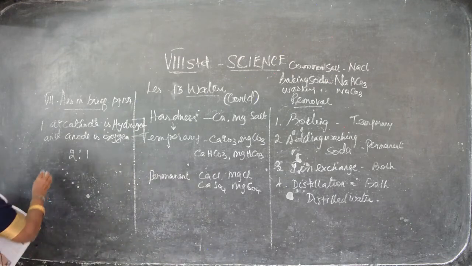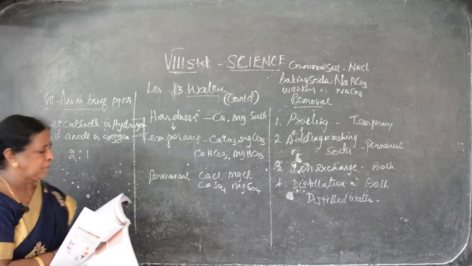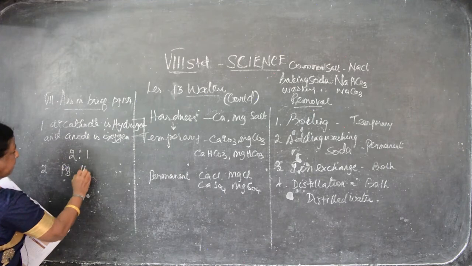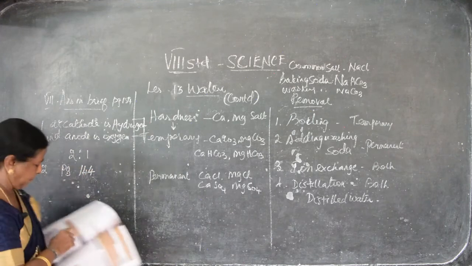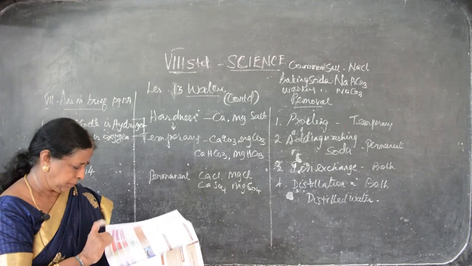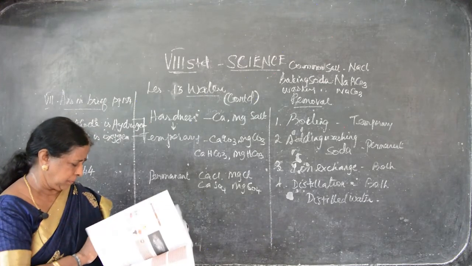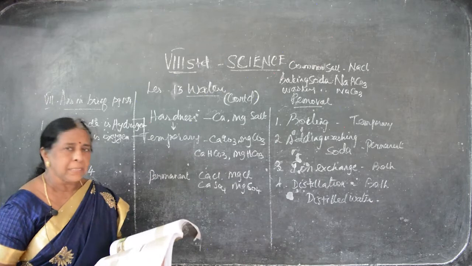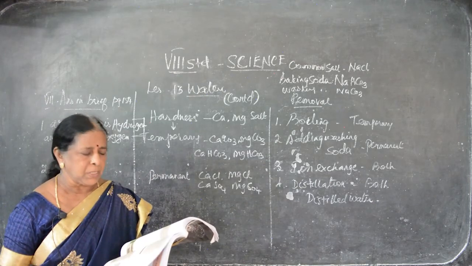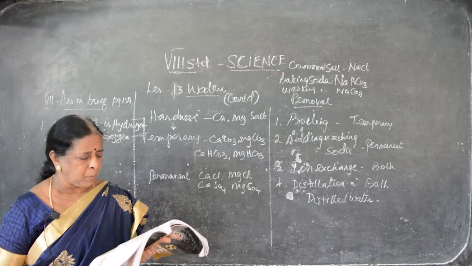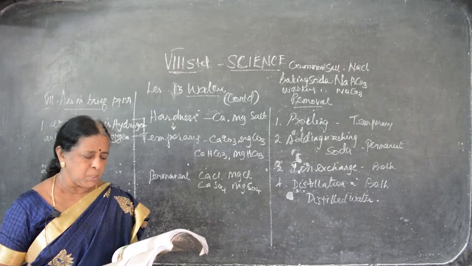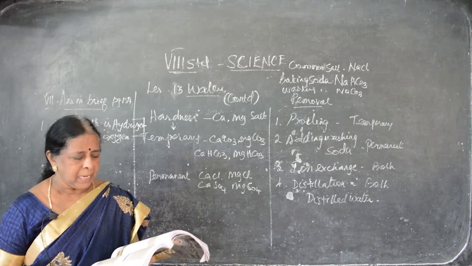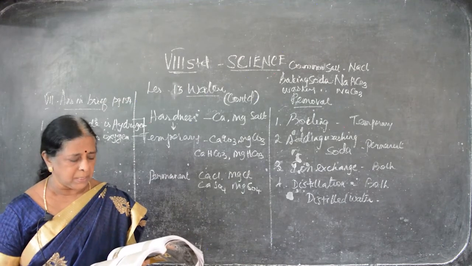Second question: state the importance of dissolved oxygen and carbon dioxide in water. It's in page number 144. Page number 144, this opposite side. The dots are there in the first point. Air dissolved in water is important for the living organisms to survive. Did you follow, children? Do you find out where it is? Page number 144, opposite side.